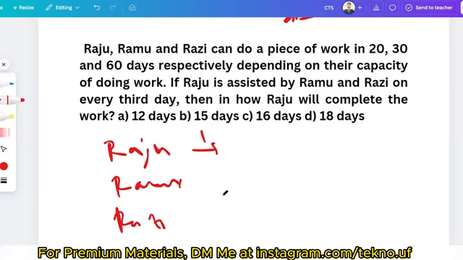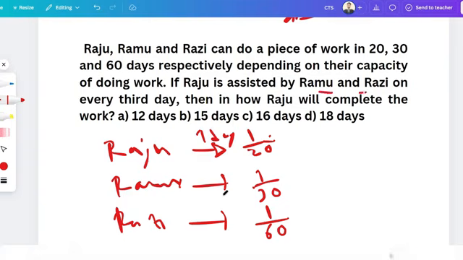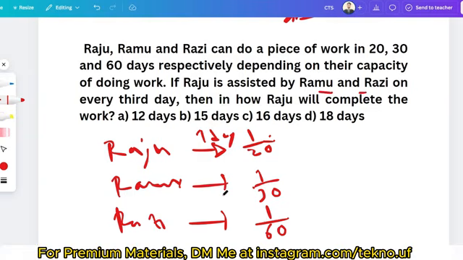Raju does 1 by 20 of the total work in 1 day, Ramu does 1 by 30, and Razi does 1 by 60 of the work in 1 day. It is told that Ramu and Razi help on every third day. That means Raju works alone for 2 consecutive days, and on the third day Ramu and Razi help him.